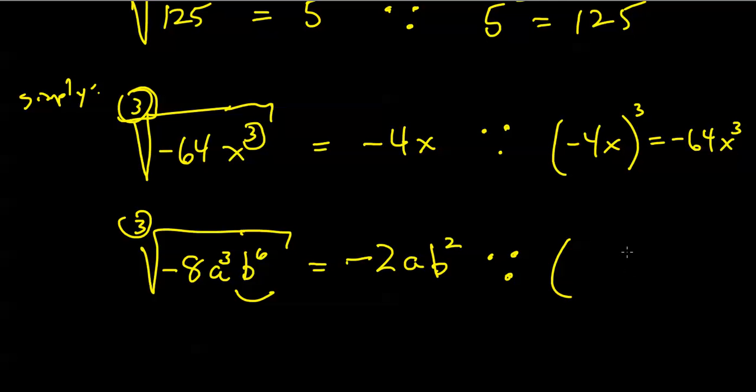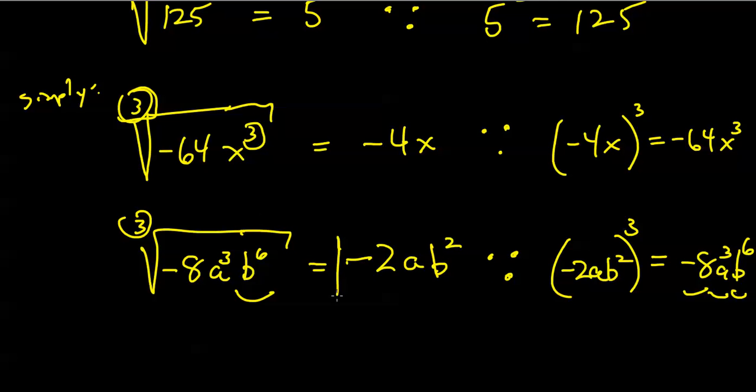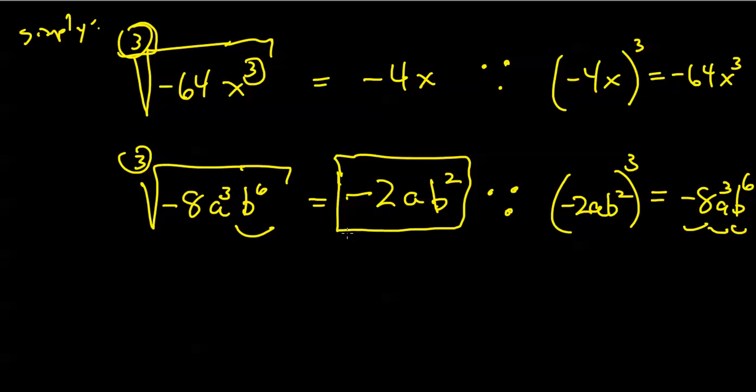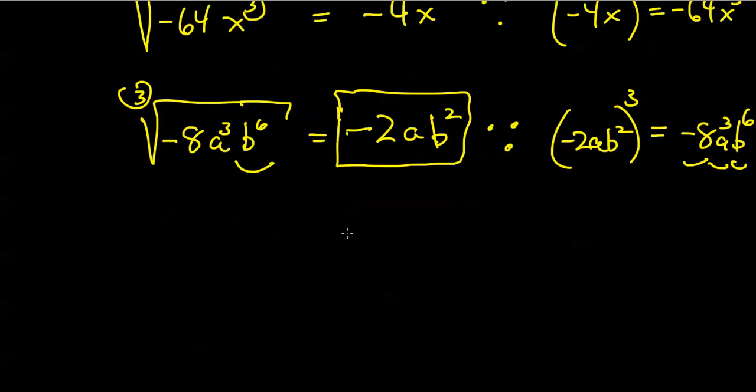And why? Remember, you're answering this question, what value, what entity, what expression do I cube to end up with minus 8a cubed b to the 6th power? Well, of course, that's going to be a minus 2 because minus 2 cubed is minus 8. A because a cubed is a cubed. And b squared, be careful about that b squared, because b squared to the third power is b to the 6th. So final answer, minus 2ab squared. Alright, so we pounded some third roots pretty well.